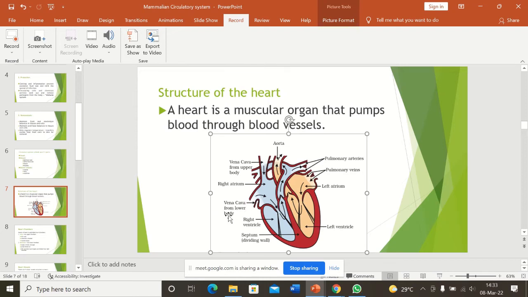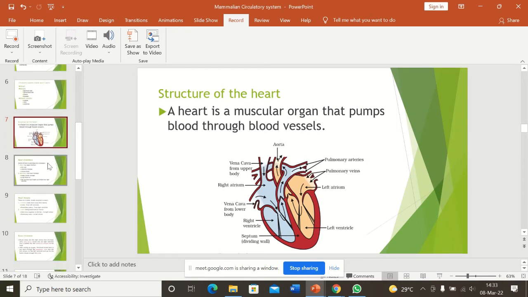The heart also has the vena cava, which receives blood from the entire body into the right side of the heart. It also has the aorta, which takes blood away from the heart. It is also made up of the pulmonary artery, which takes blood away from the heart to the lungs.